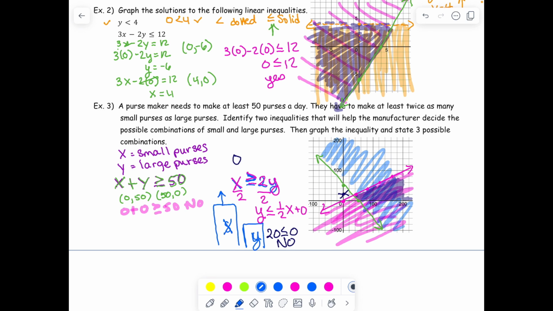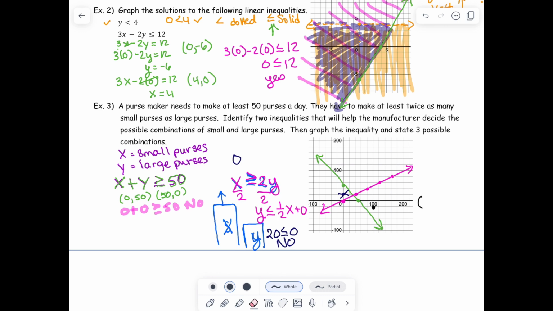So this is the way we have to look at what we're talking about, and not just our graph. Okay, so let's talk about some numbers, because if we were to pick a point down here, this is 100 and negative 20. That is 100 small purses, and I owe you 20 big purses. Well, you're not going to have I owe you 20 big purses, so that does not make sense. So nothing down there makes sense. So technically, we are only talking about that one dark area right here.